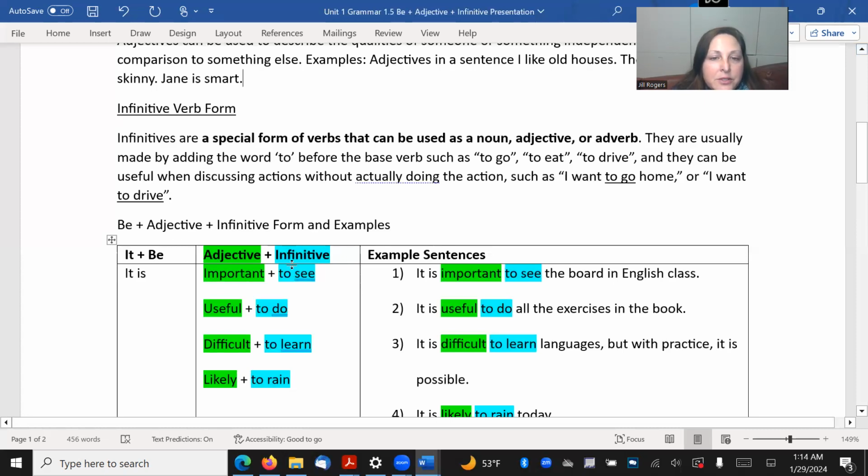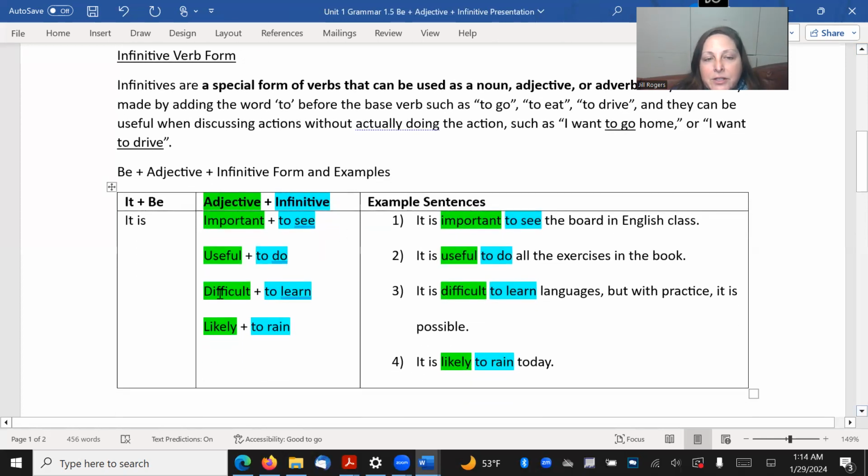It is important to see the board in English class. So we're making these statements. These are adjectives, our descriptive words. And the next one, it is useful to do all the exercises in the book. It is difficult to learn. Difficult is our adjective. To learn is our infinitive.